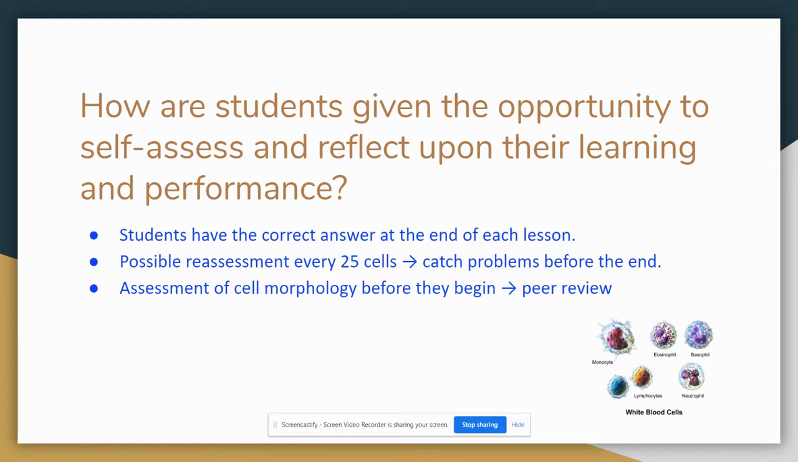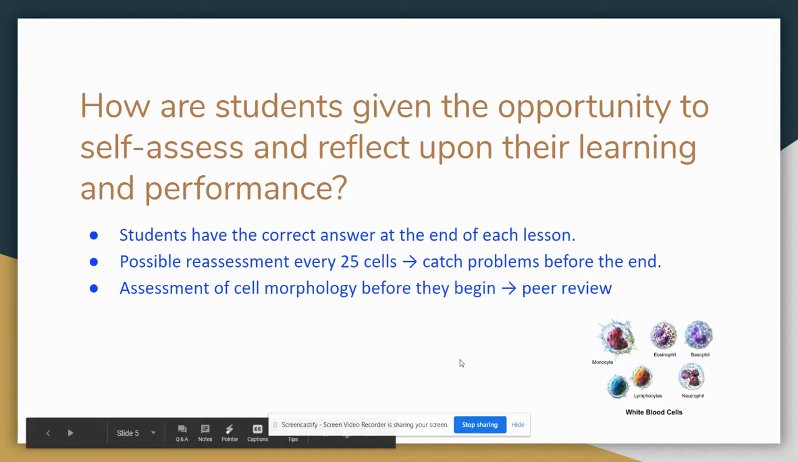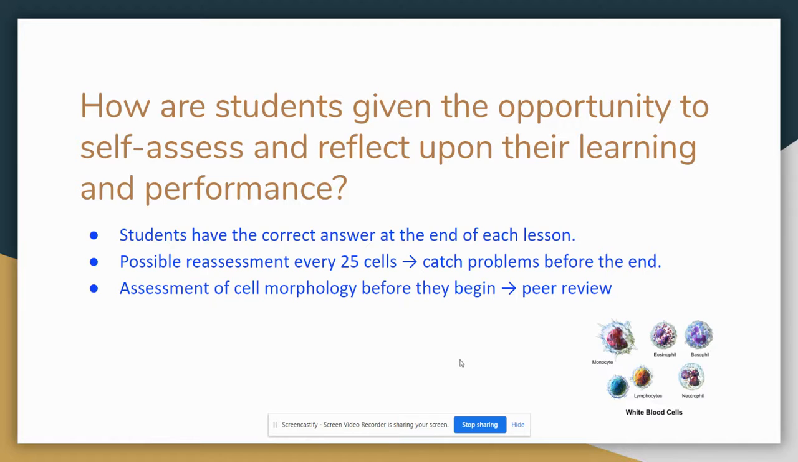How are students given the opportunity to self-assess and reflect upon their learning and performance? Okay, so they have the correct answers at the end of each lesson. But again, I think possible reassessment every 25 cells to catch the problems before the end. And then a peer review of their white blood cell morphology that they do at the beginning, so that they could feed off of each other. I think that would be really good to make sure they are on the right page before they even begin.